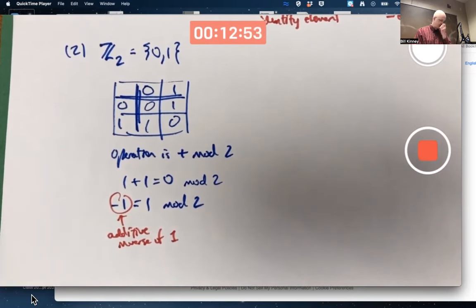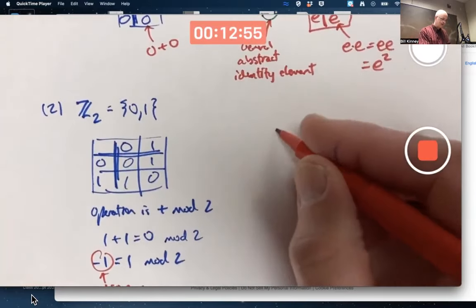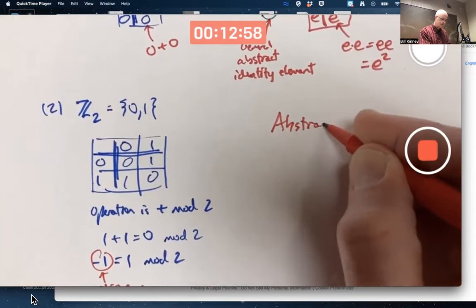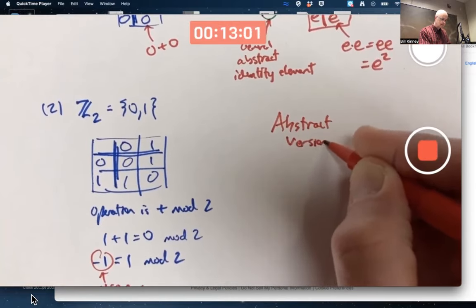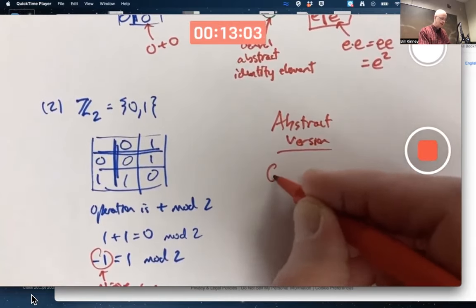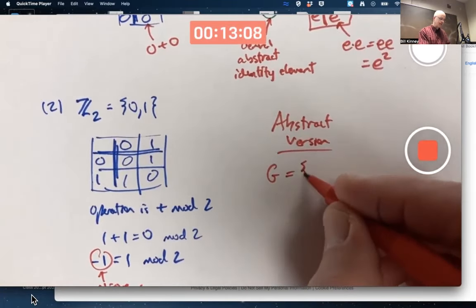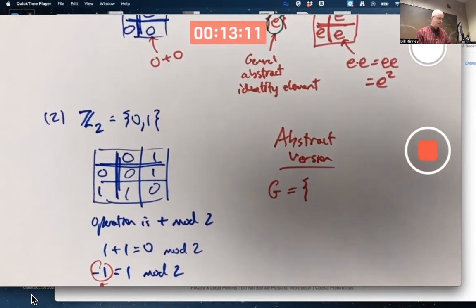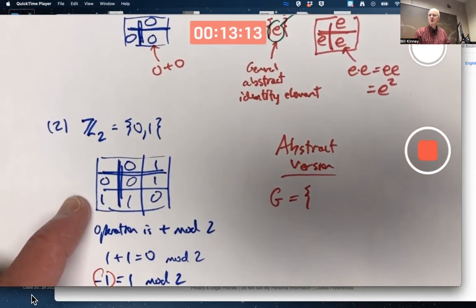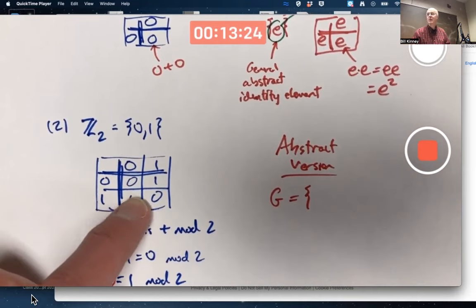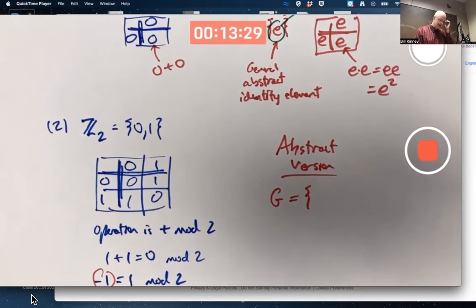What's the abstract version of this? Call the group G. What should I label its elements with? Well, 0 is an identity still in Z2. What does it mean to be an identity? It means when you add 0 to anything, you get that anything. 0 plus itself is 0. 0 plus 1 is 1. It's called the additive identity.